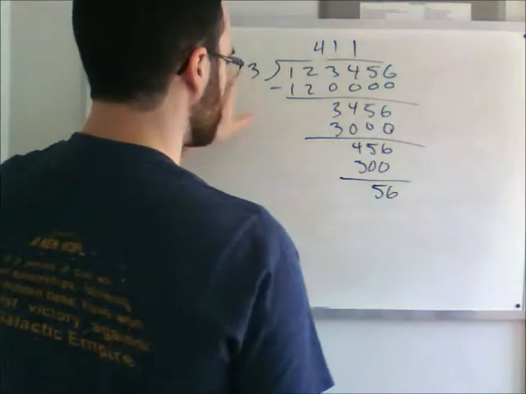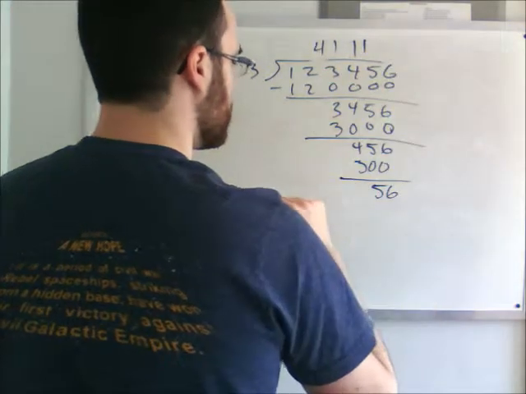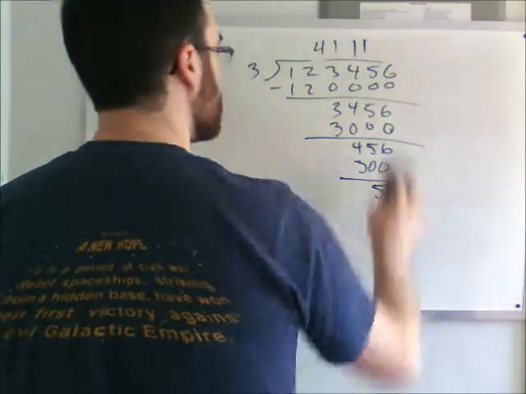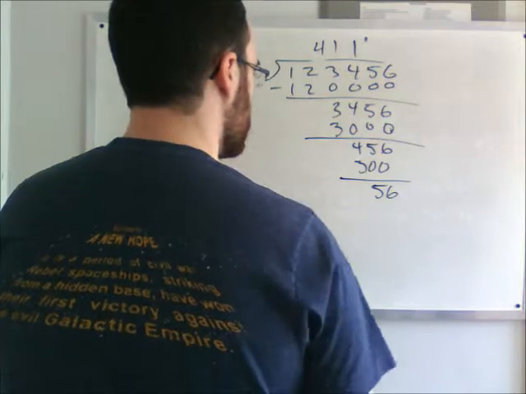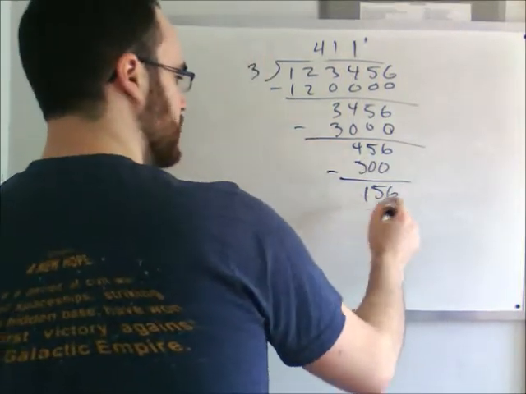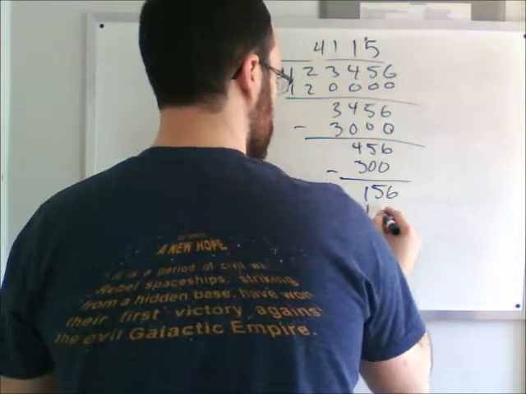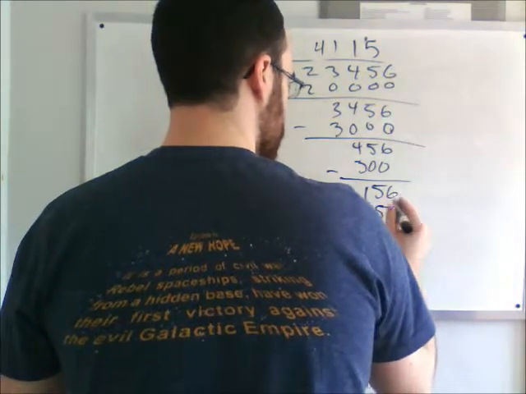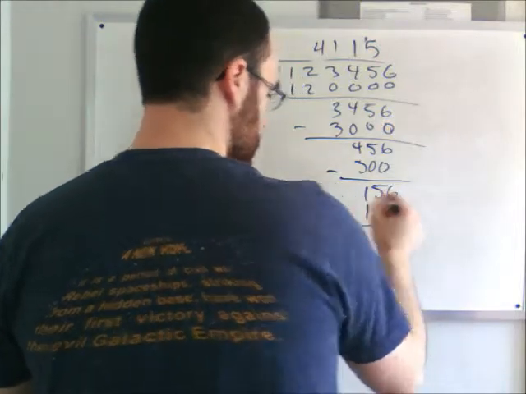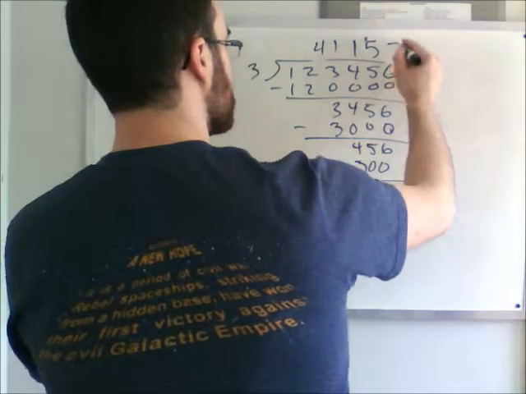156 remaining. Oh, sorry. 4 minus 3 is 100. I should put my minus signs. 4 minus 3 is 156. 3 goes into 15 5 times to give us 150. Minus 150. 156 minus 150 is 6. 3 goes into 6 twice.